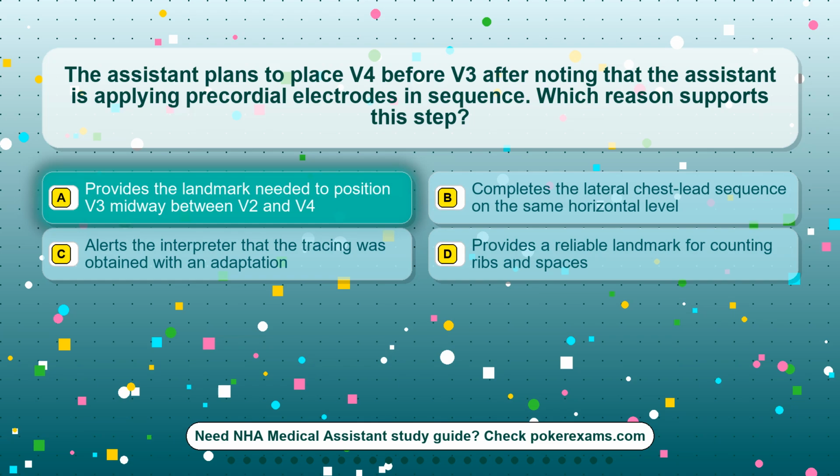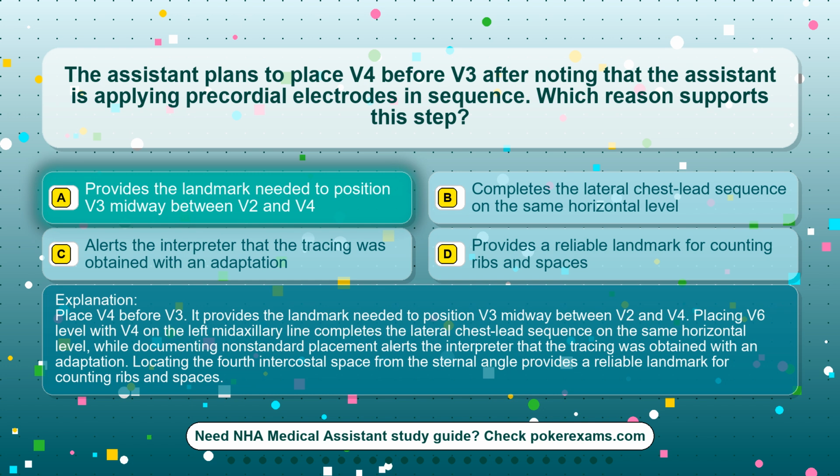The correct answer is option A. Provides the landmark needed to position V3 midway between V2 and V4. Place V4 before V3. It provides the landmark needed to position V3 midway between V2 and V4. Placing V6 level with V4 on the left mid-axillary line completes the lateral chest-lead sequence on the same horizontal level, while documenting non-standard placement alerts the interpreter that the tracing was obtained with an adaptation. Locating the fourth intercostal space from the sternal angle provides a reliable landmark for counting ribs and spaces.